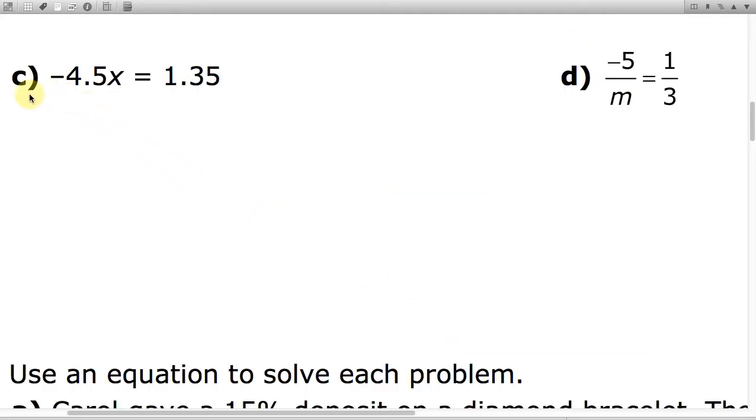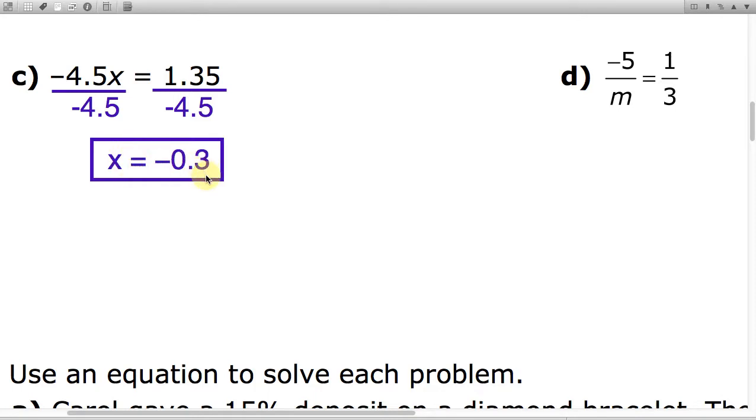Okay, so now on to part C. We have negative 4.5 times x equals 1.35. So we can divide by negative 4.5 on both sides of the equation to solve. That gives us x equals negative 0.3. Again, the 1.35 divided by negative 4.5 will give you negative 0.3.